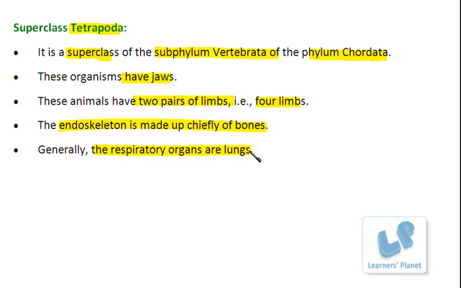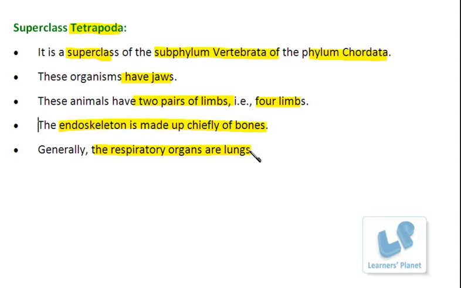Although it is possible that in some, gills are used during the larval stage and lungs in the adult stage. So accordingly, these organisms can respire through the gills or by the lungs, right?